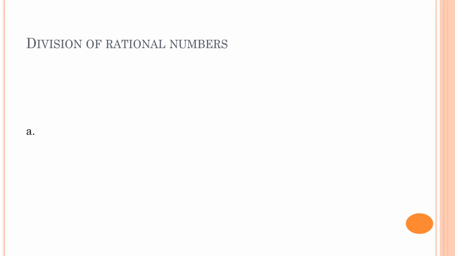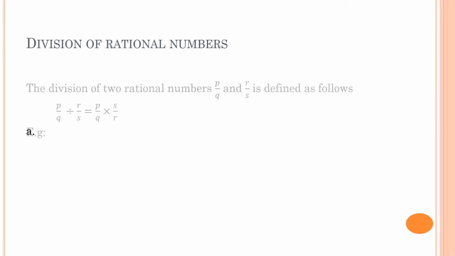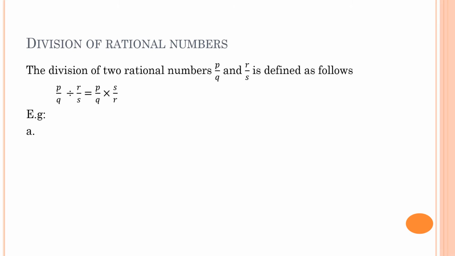Let us now continue with division of rational numbers. Here I have two rational numbers p by q and r by s. So p by q divided by r by s will be, I will take the reciprocal of the divisor and put a multiplication sign between the two rational numbers. So it becomes p by q into s by r.